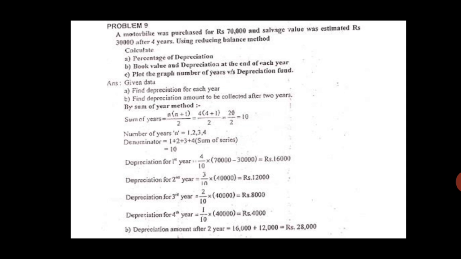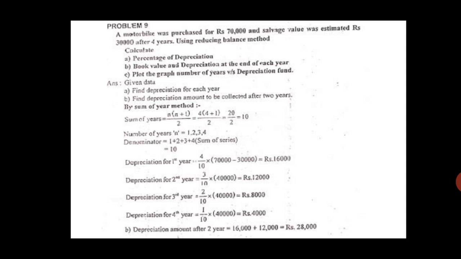A motorbike was purchased for 70,000 rupees and the salvage value is estimated as 30,000 rupees after 4 years. Using the sum of years digit method, calculate the percentage of depreciation, and the book value and depreciation at the end of each year. The graph we already plotted. Similarly, you can plot the graph of the number of years versus the depreciation fund. So very simple it is.